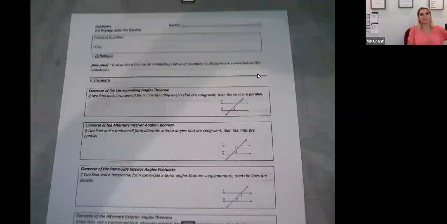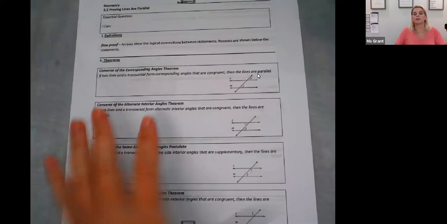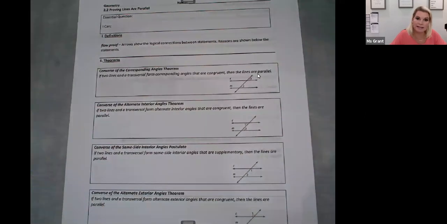We have talked about corresponding angles, alternate interior angles, same side interior angles, and alternate exterior angles. And so what we're going to do now is talk about using those in proofs. And there's these things called the converse.